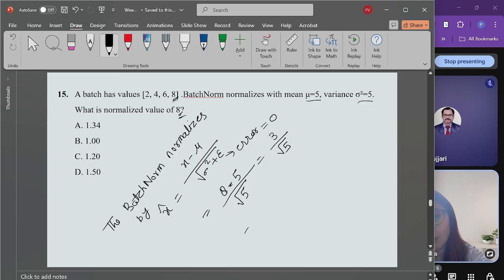So now what is the value for root 5? Can you calculate? What will be the value for root 5? Around 2.3, ma'am. Yeah, 2.236 is the exact value. So if you further divide it, you will get 1.34. If you match with the answer, option A is the correct answer for this question.